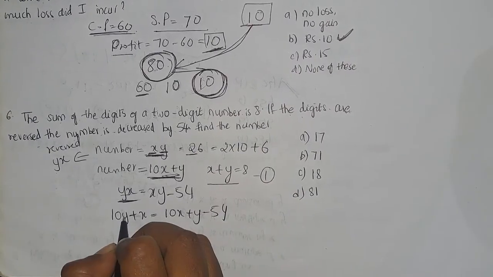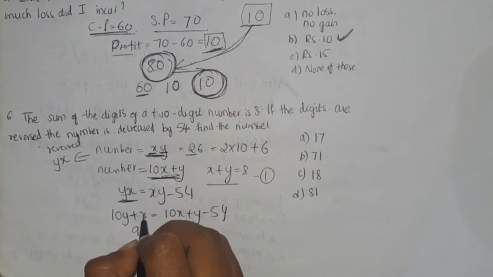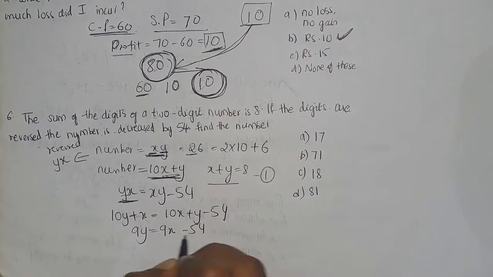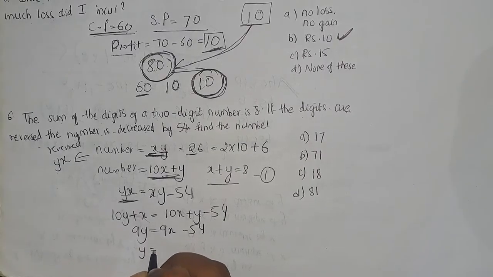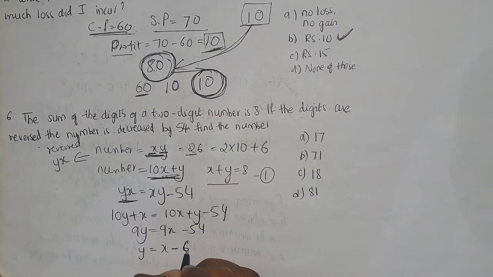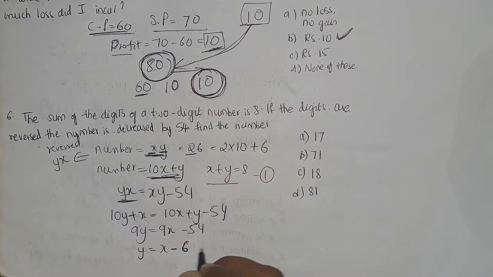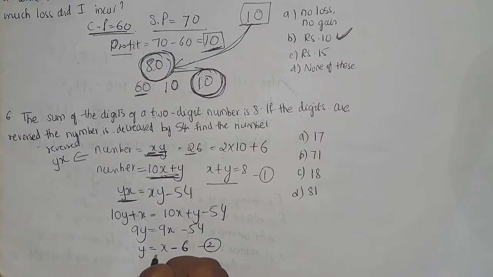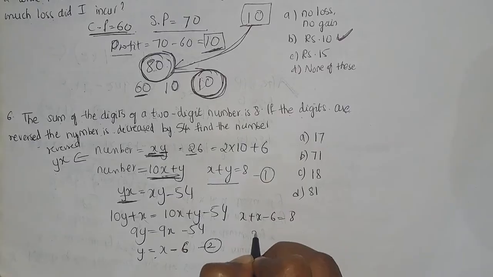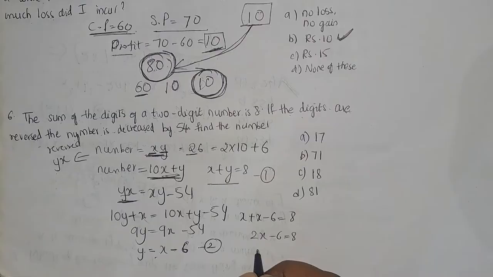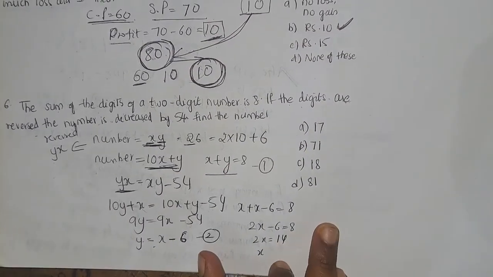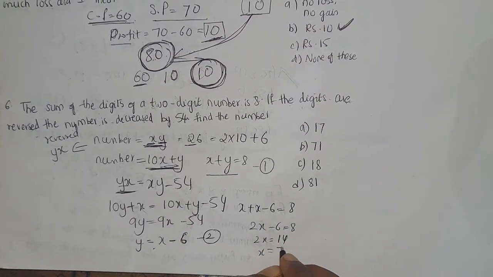If you take this side, 10y minus y is 9y, and if you take this x to this side, 9x minus 54. If you cancel it with the 9 table, you will get y is equal to x minus 6. This is equation 2. If you substitute this in equation 1, you will get x plus x minus 6 equals 8. 2x minus 6 equals 8. 2x equals 14. So here you will get x equals 7.